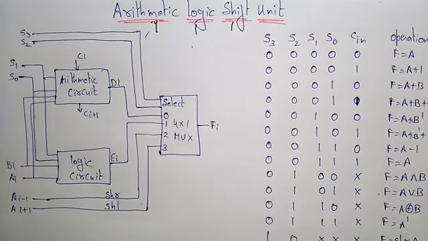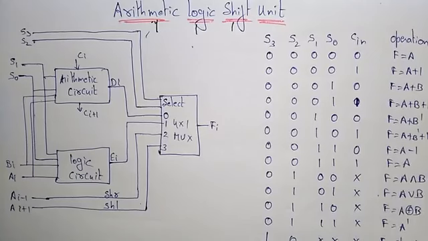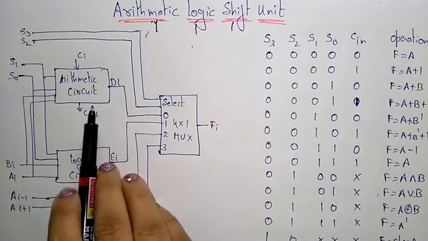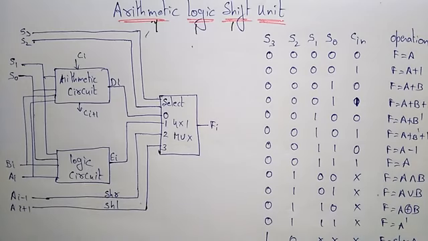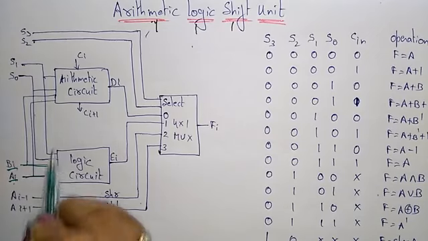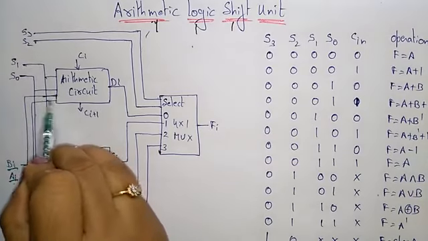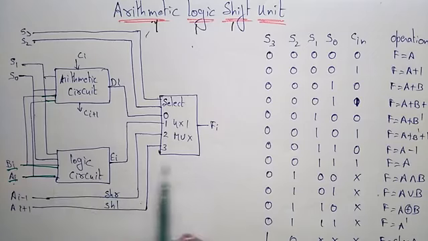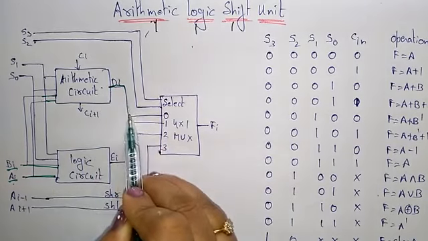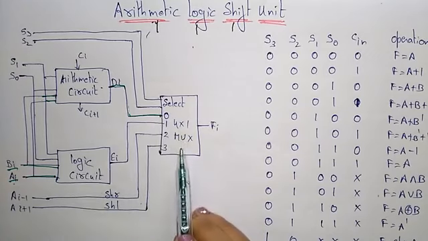So let us see what this arithmetic logic shift unit will do. This is a combinational circuit. Here you can see the arithmetic circuit and this is a logical circuit. The inputs for the arithmetic circuit and logical circuit are AI and BI. So AI, BI are given as inputs to the logical circuit as well as the arithmetic circuit. And here the output of the arithmetic circuit will be connected to a 4x1 multiplexer.